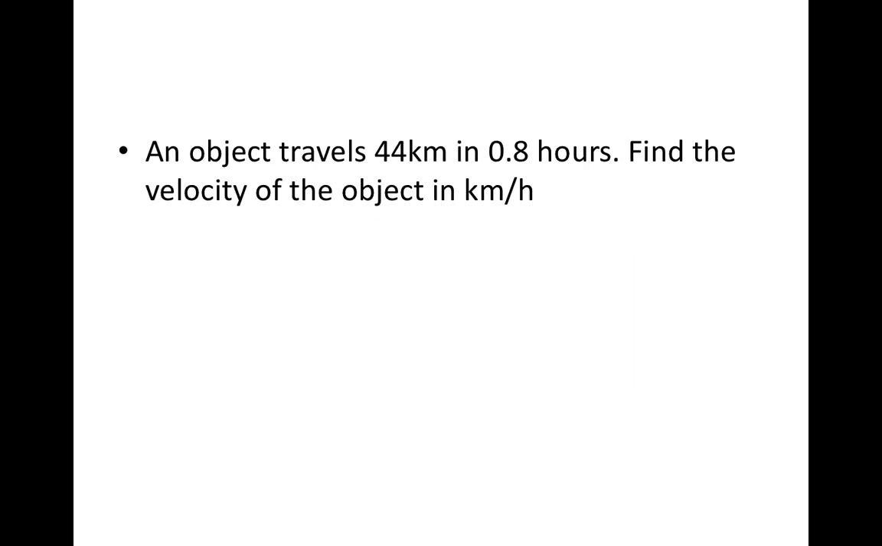For example, an object travels 44 kilometers in 0.8 hours. Find the velocity of the object in kilometers per hour. Since the distance is in kilometers and the time is already in hours, it's a simple division. We simply divide 44 kilometers by 0.8 hours and we get 55 kilometers per hour.